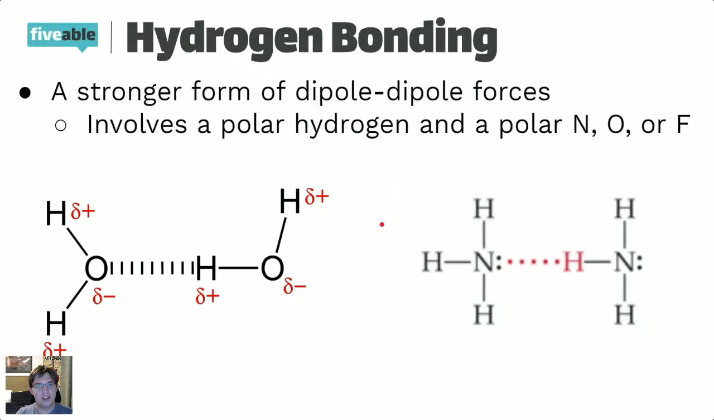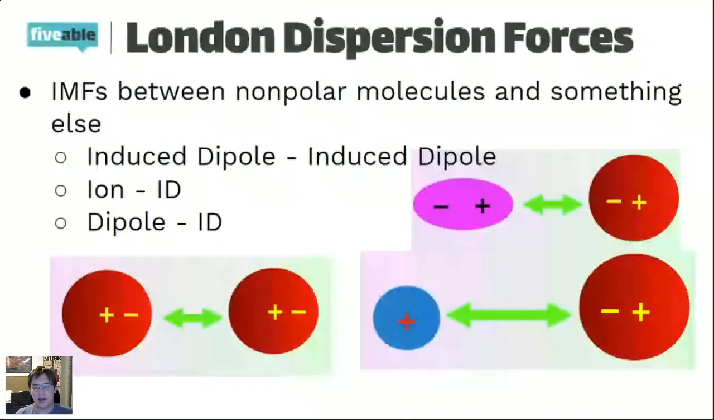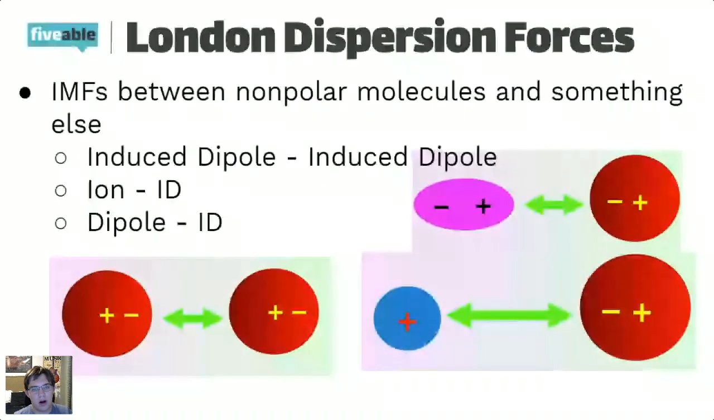All right, so then the last type of intermolecular force that we're going to be looking at are what are called London dispersion forces. And there are three types, but I think on the AP exam, I'm fairly certain you can just refer to them as London dispersion forces.